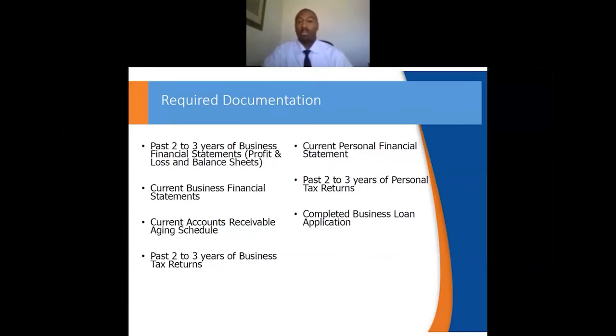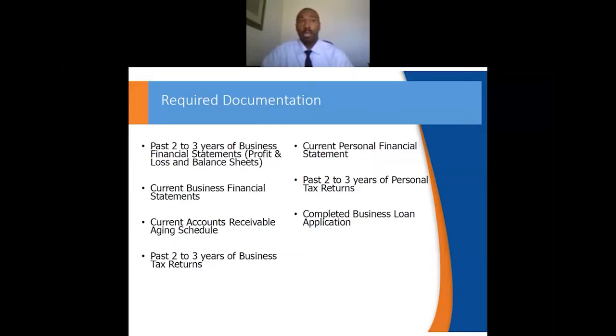Current aging accounts receivable. Now, this will only apply if you have accounts receivable. So if you have clients that are paying on terms, whether it be 30-day terms, 45-day terms, or 60-day terms, we're going to ask for that aging accounts receivable list. There's a couple of different reasons why we ask for that. We may be able to use that for collateral for a line of credit or a loan request, depending on the accounts receivable.